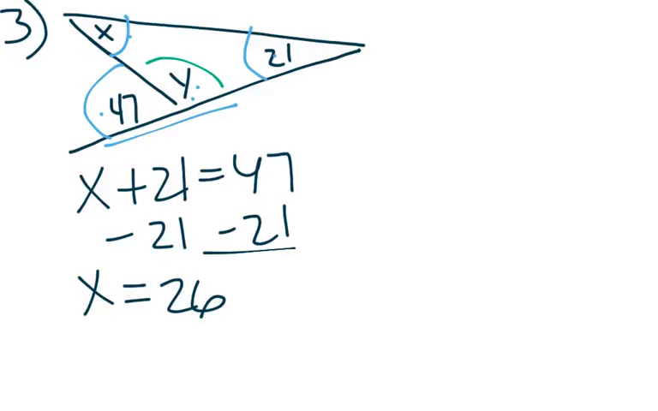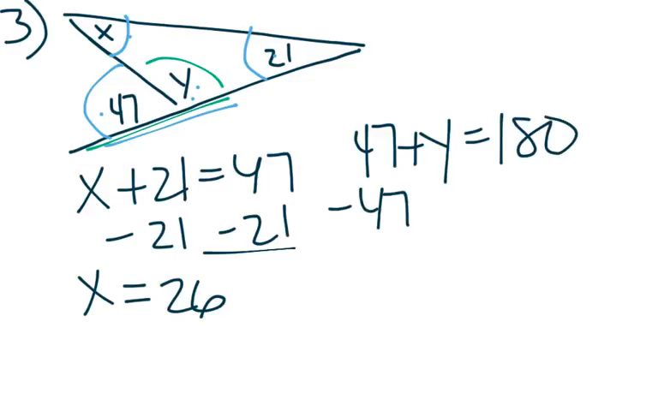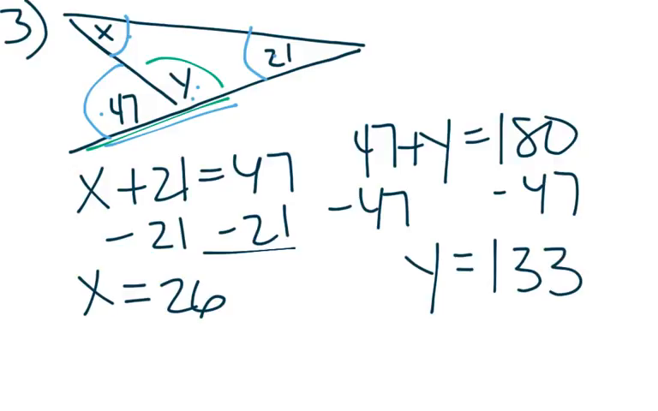We know that if two angles lie on the same line, they add up to equal 180. So we can say 47 plus y equals 180. So subtract 47 from both sides, and y equals 133. So these are x and y. So let's see, does that match up with one of the letters? x equals 26, y equals 133. That is A, and that is your answer for number 3.